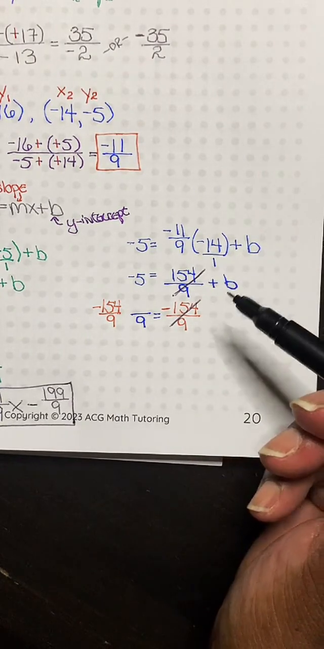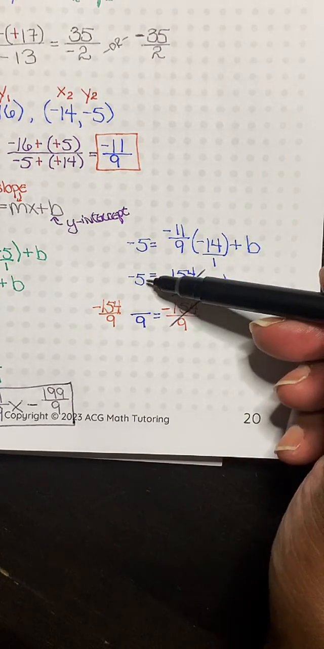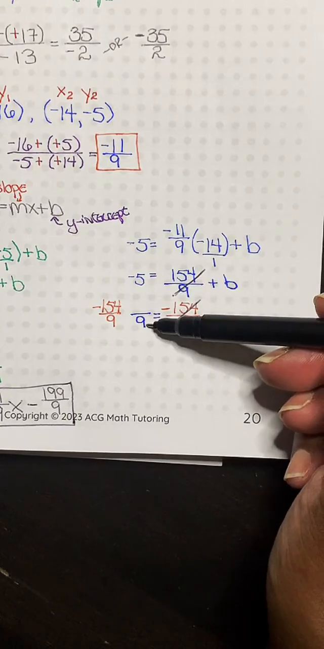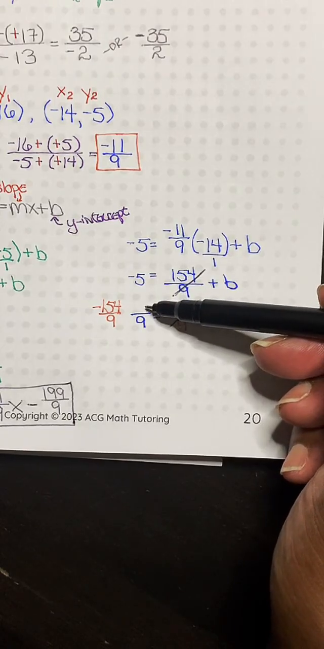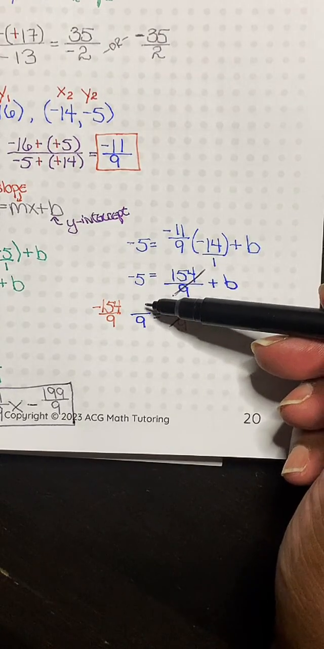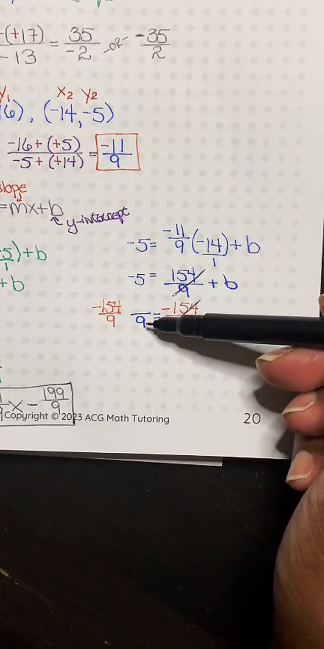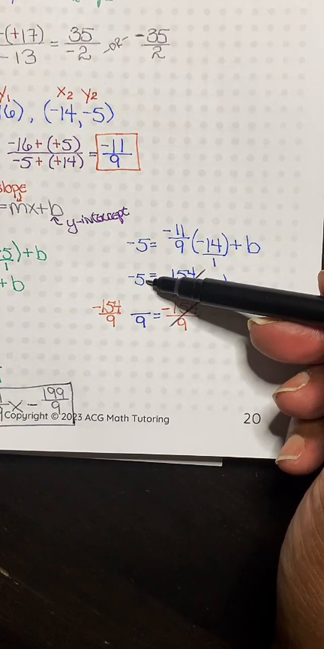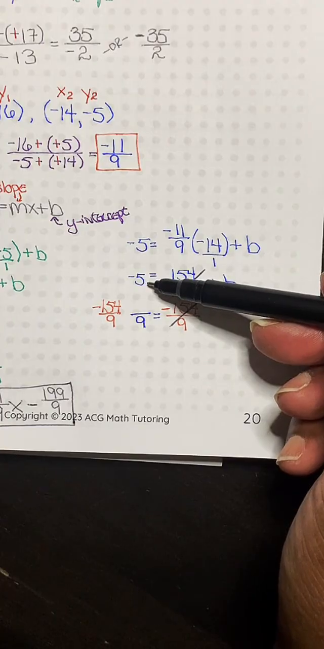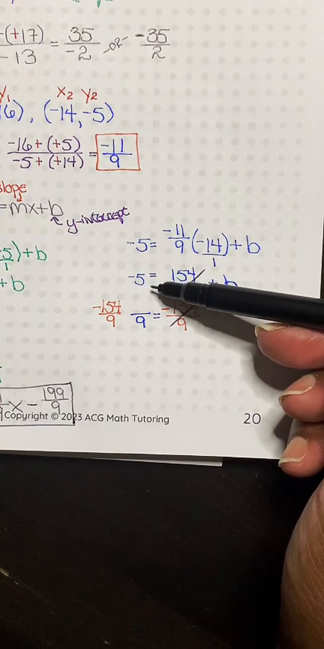So we can think of it one of two ways. We can either say negative 5 times 9 gives me blank, or we can say what divided by 9 gives me negative 5. Okay, so Michael is saying negative 45 ninths.